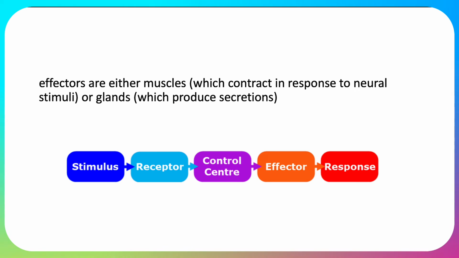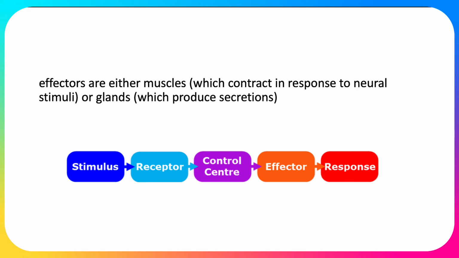Now, in terms of effectors, I think this is really interesting, but there's only two types of effectors that we have in the body. They're either muscles or glands. Muscles respond by contracting. They have a neural stimulus, so from the nervous system, and their response is to contract. So that could be the heart muscle, it could be the diaphragm muscle for breathing, it could be in blood vessels like capillaries that contract and constrict the capillaries, or it could obviously be our skeletal muscles that move our body. And the other type of effector is glands.